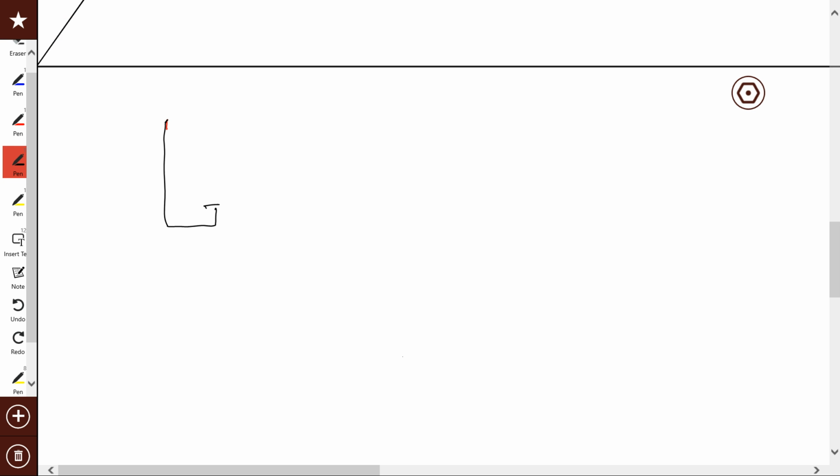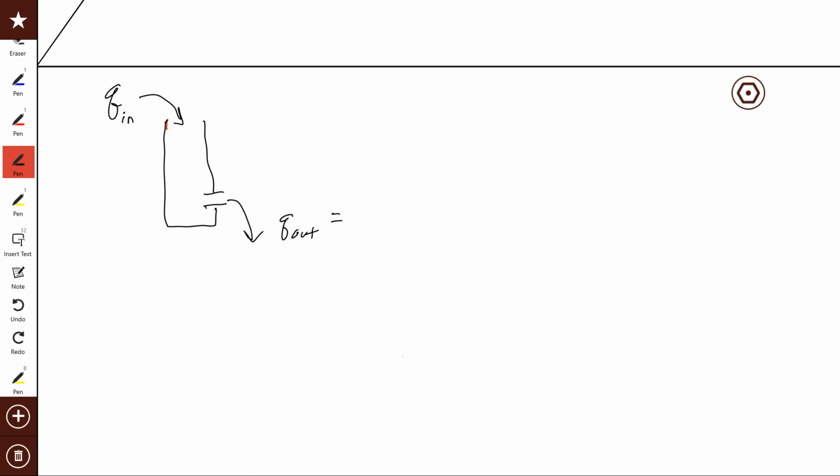We'll have a tank of fluid. You have Q in going in, and you've got something coming out. I think we did this one before. And just to keep it simple, I'm going to say the amount coming out is a constant.